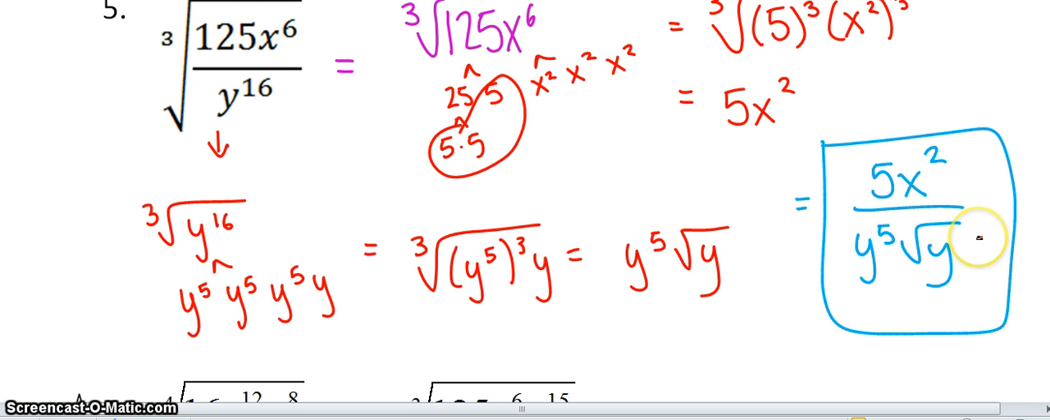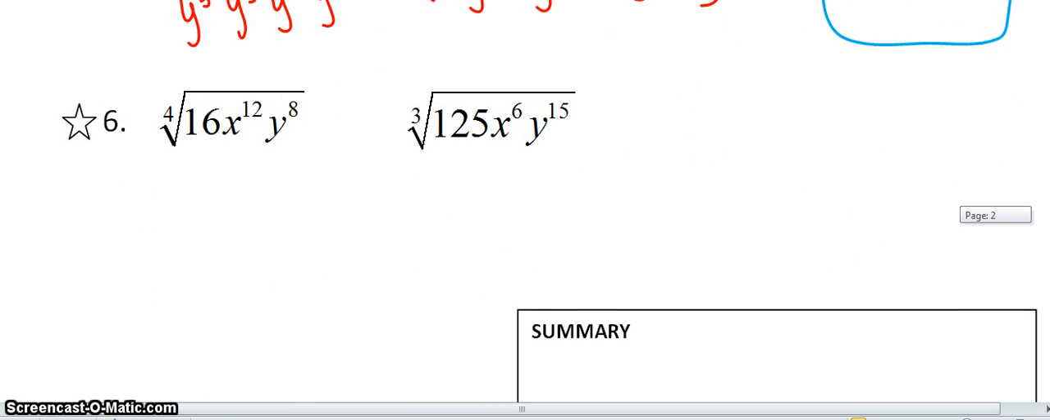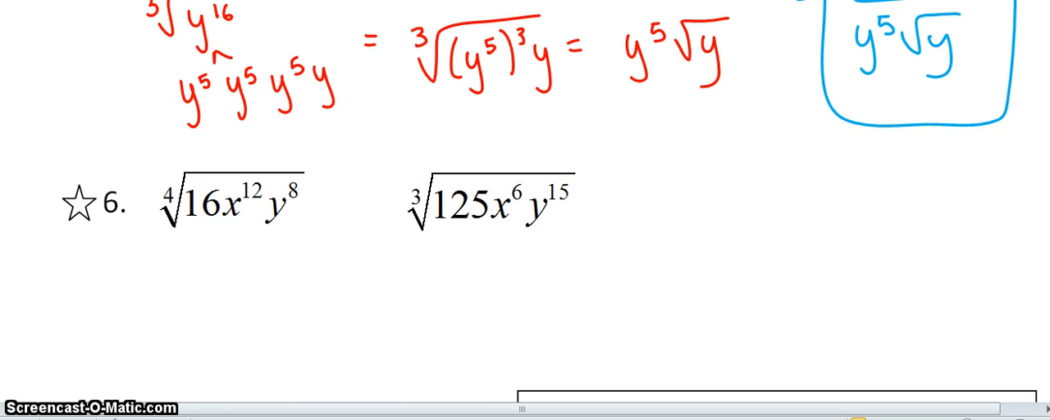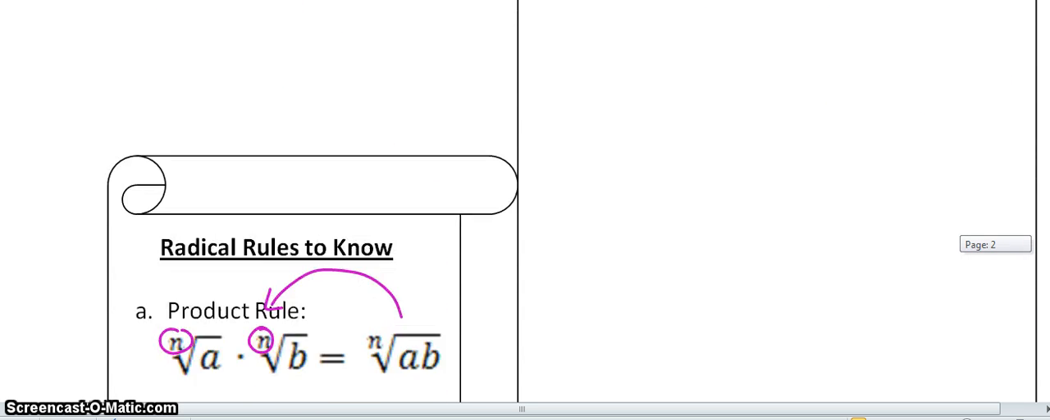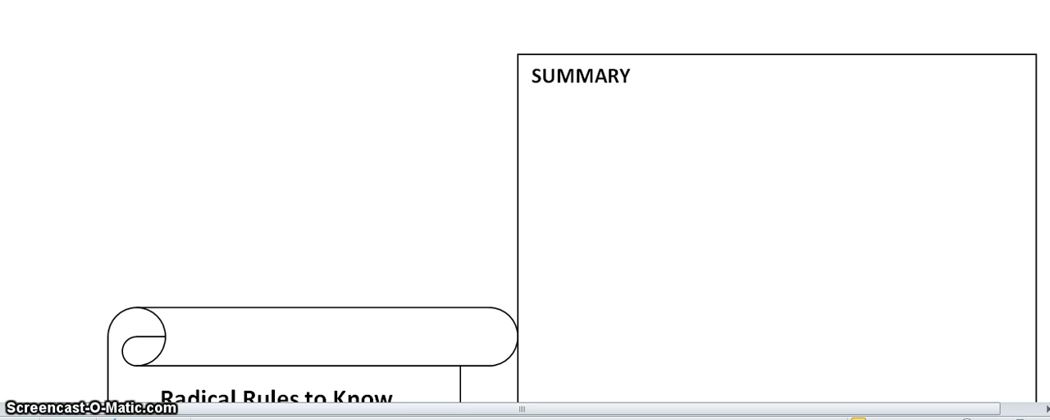Now, this problem isn't in its simplest form because there's a radical in the denominator. So we're going to talk about something called rationalizing in the next video. So this is a little segue into that if you're curious. 6 is for you to try on your own. There's some extra practice problems. Otherwise, take a look at the radical rules again, write the key points, and come with questions.